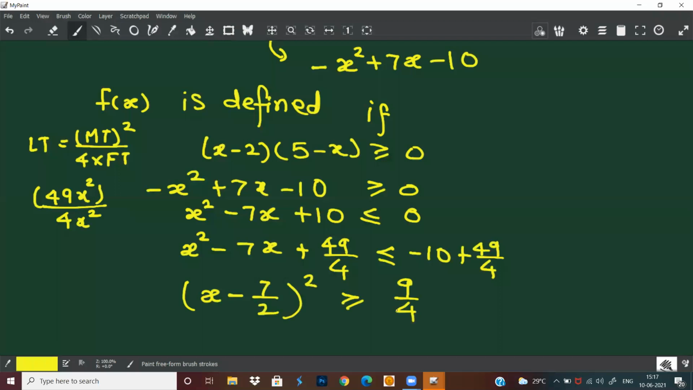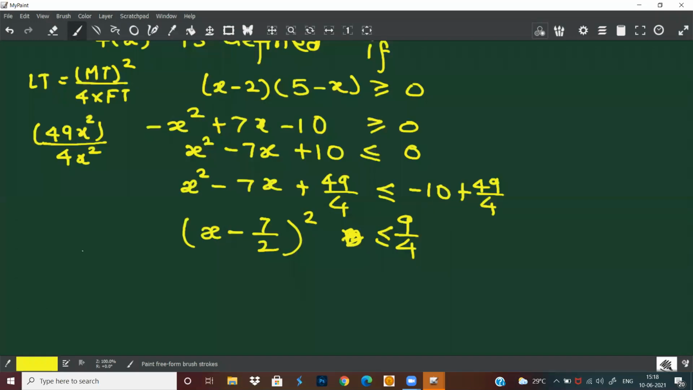Sorry, it is different. Less than or equal. Correct? Everybody followed this? So you can do it like this also. Now you know, you have learned, this is method 2. Yes, method 2 for domain.